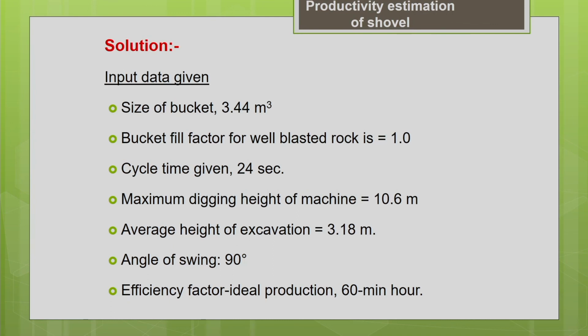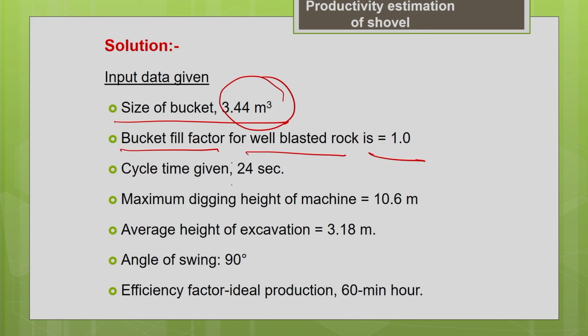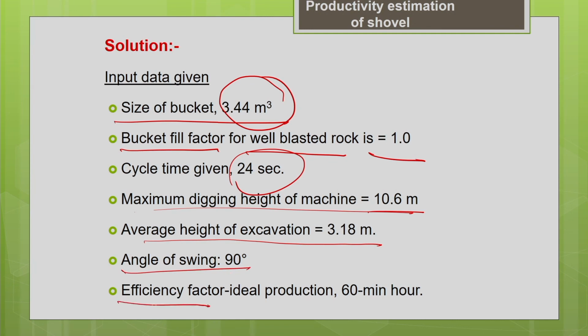In this slide I have just summarized the input data given in this problem. The size of bucket is 3.44 meter cube, that means it is the heaped bucket capacity given by the manufacturer. Bucket fill factor is given as 1 for the well blasted rock. Cycle time is 24 seconds. The maximum digging height for the machine is 10.6 meter and the average height of excavation is 3.18 meter, which is the average actual height of cut in the project site. Angle of swing is 90 degree. The efficiency factor: it is going to work for 60 minutes an hour.